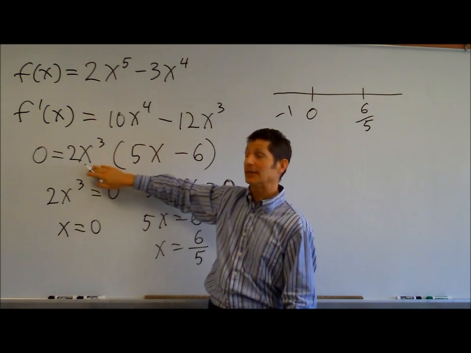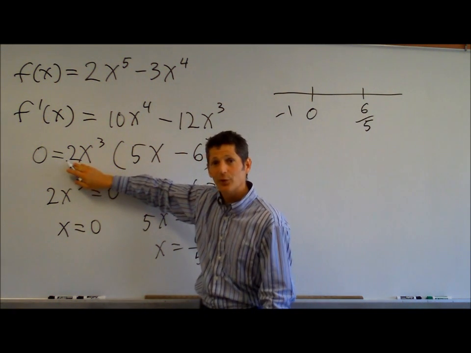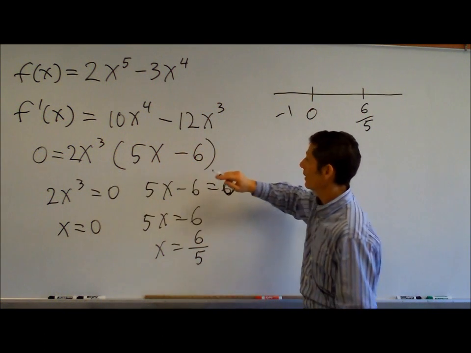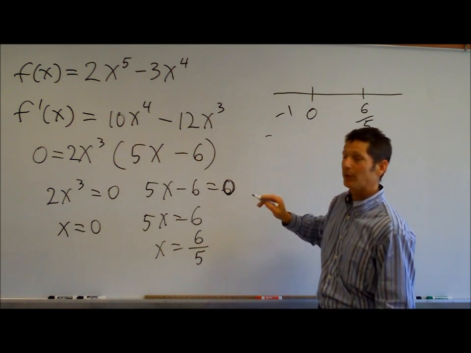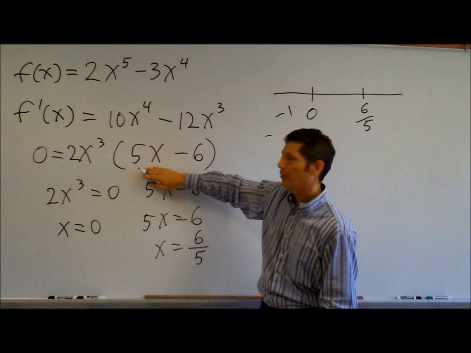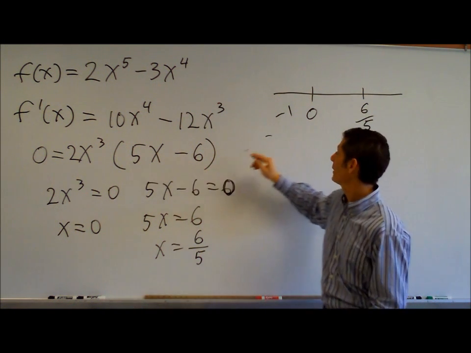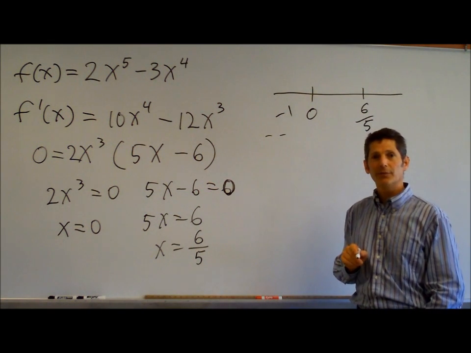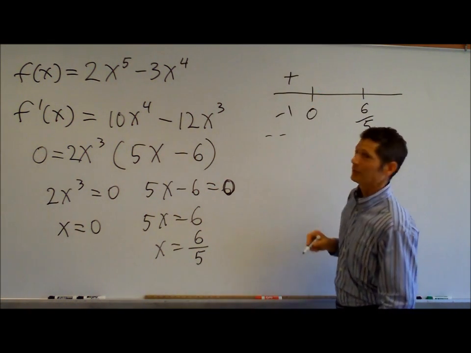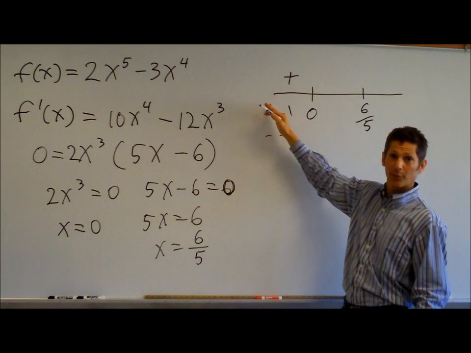-1 cubed is a negative, times 2 is still negative. So I have a negative, and I'm just going to make a little note underneath, times, let's see, I'm putting in -1 for this, that's -5, minus 6 is another negative, negative times negative. I think that gives me a positive. So the slope over here is positive.